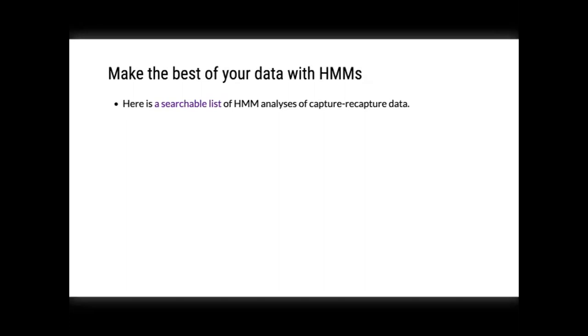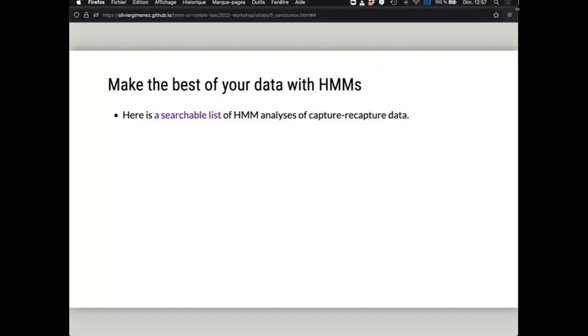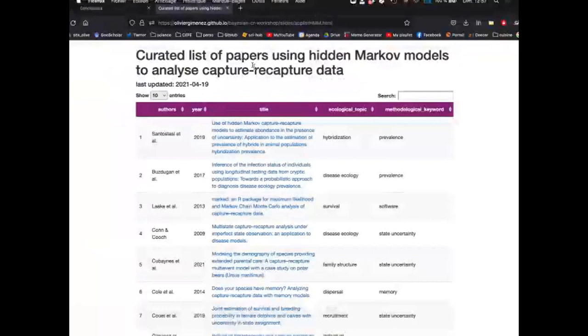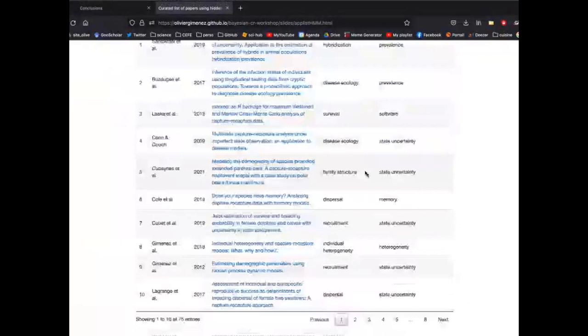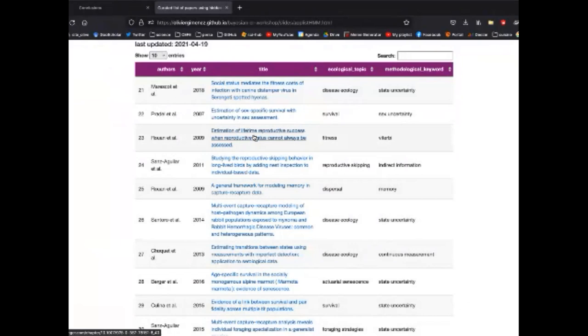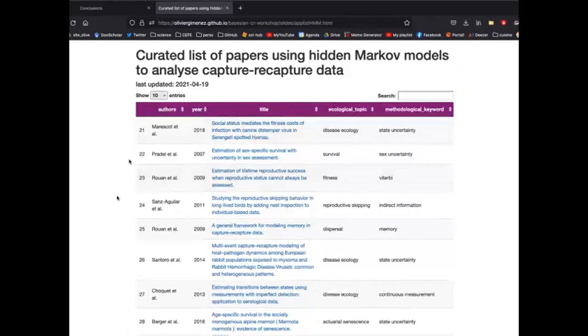If you click on the link, let me show you. You have a list of papers with two columns: one for ecological topic and the other for methodological keywords. You can have a look at these papers. These are all HMM implementation analyses of capture-recapture data. And for most of them, you may be able to find the code as well. That's very nice.